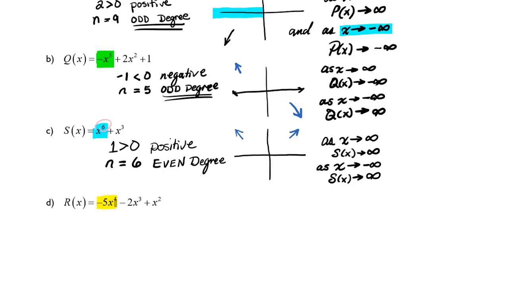Let's look at our last example here. Our leading term in this polynomial is negative 5x to the fourth, and our highest exponent is 4. This means that my leading coefficient is negative 5. Negative 5 is less than 0, so it's negative. My leading term has an exponent of 4, so n equals 4, and the polynomial is an even degree polynomial.